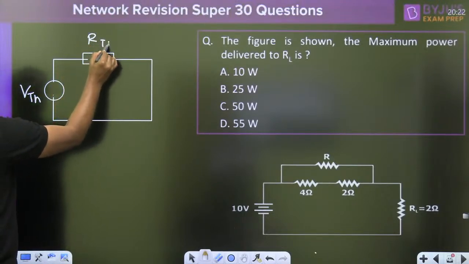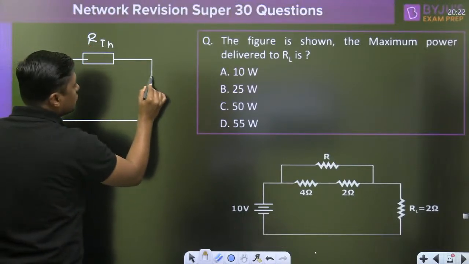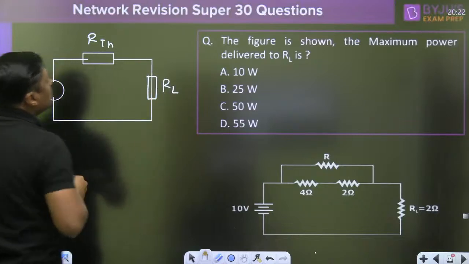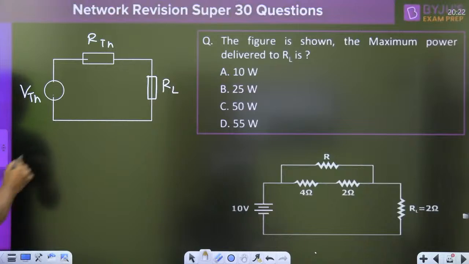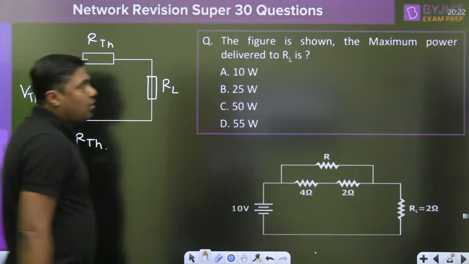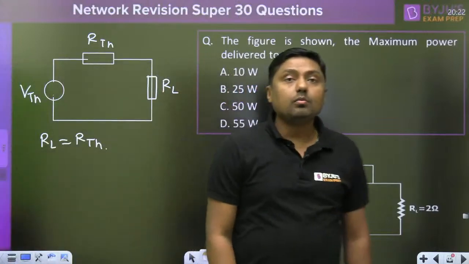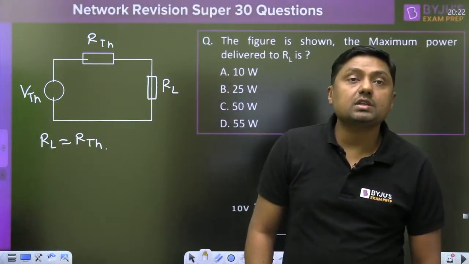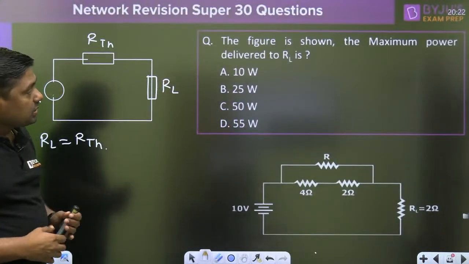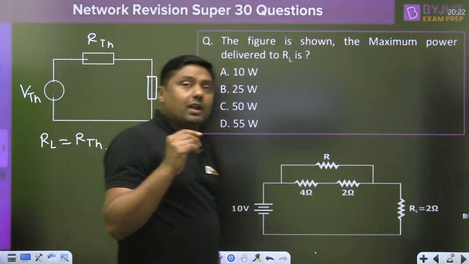This is called RTH, and here that is called load, RL. Now according to the maximum power transfer theorem, RL should be equal to what? RTH. But what is the precaution here? Number of students gave the answer R is 3, and the answer is what? C. So what is C? 50 watt.